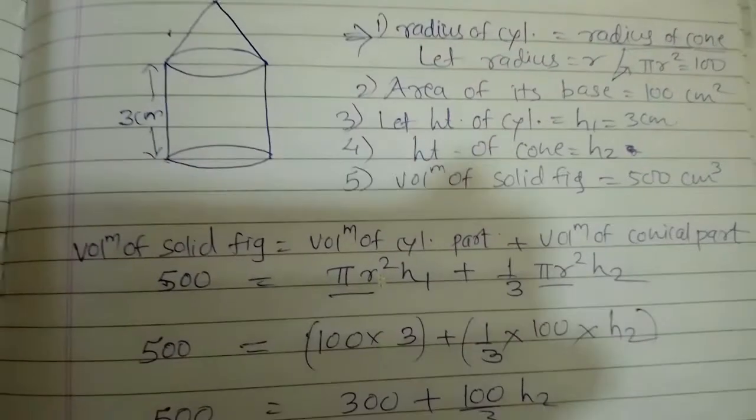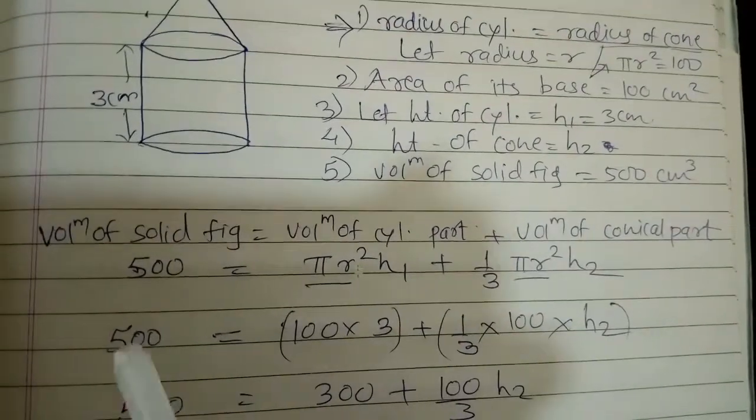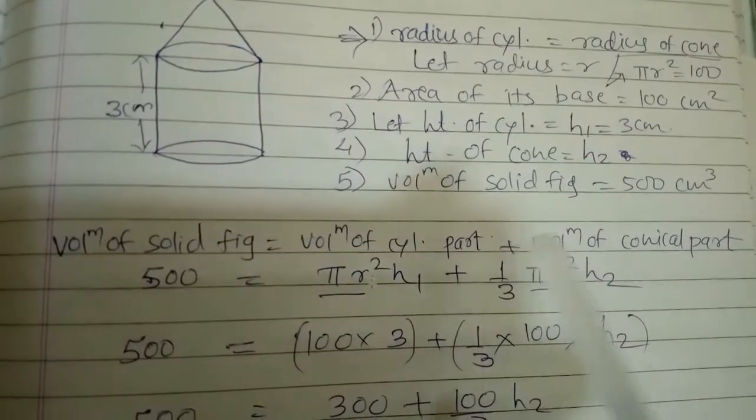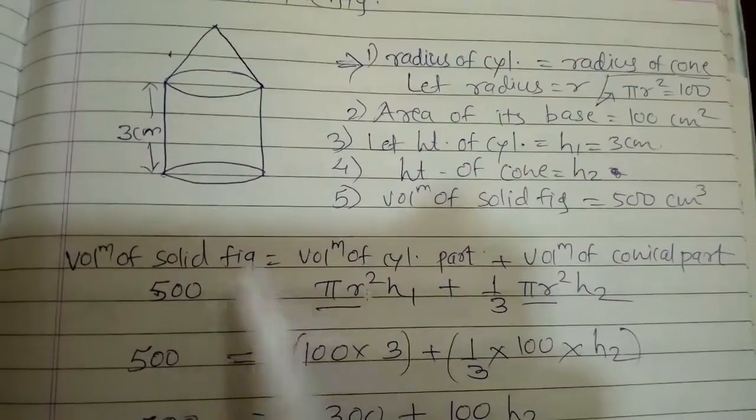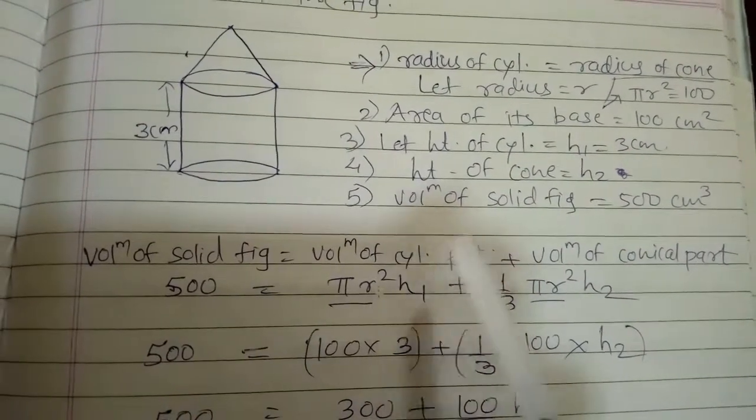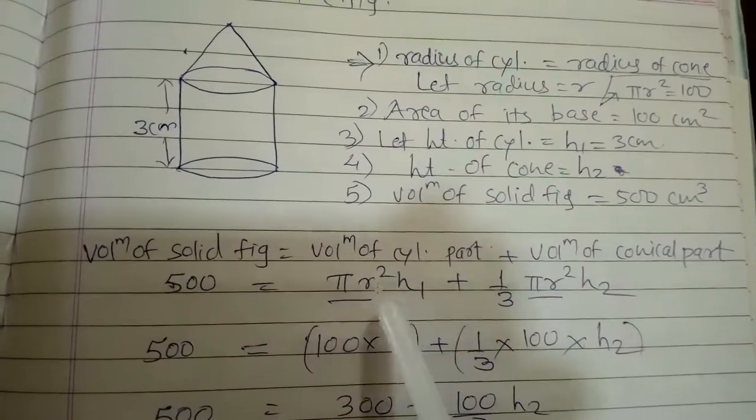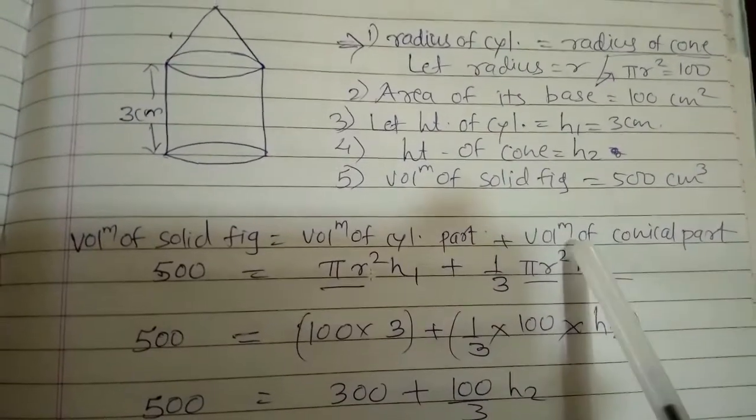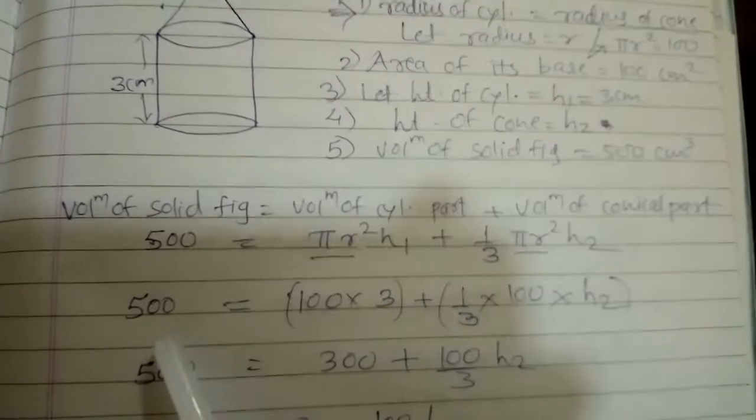Now this total figure consists of two parts, so we have to take the addition of the volumes of these two parts: the volume of the cylindrical part and the volume of the conical part. The volume of the total figure is 500, so we write 500 equals the volume of the cylinder, pi r square h1, plus the volume of the cone, 1 by 3 pi r square h2.